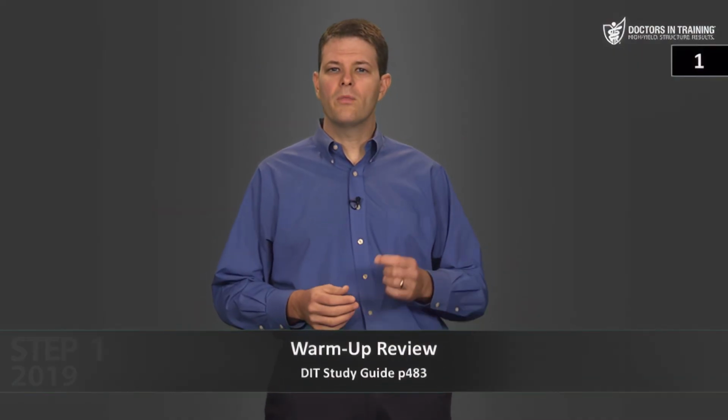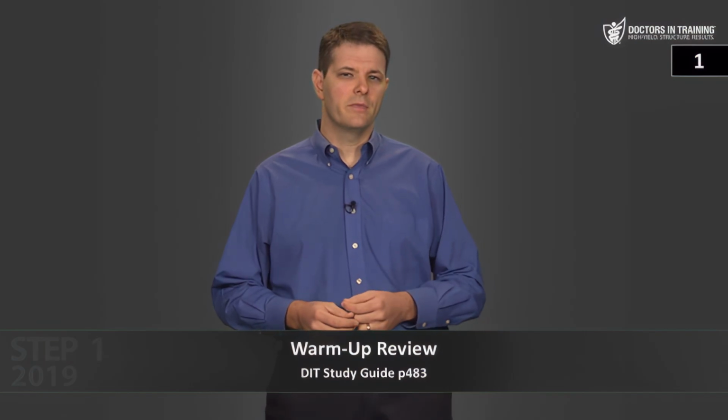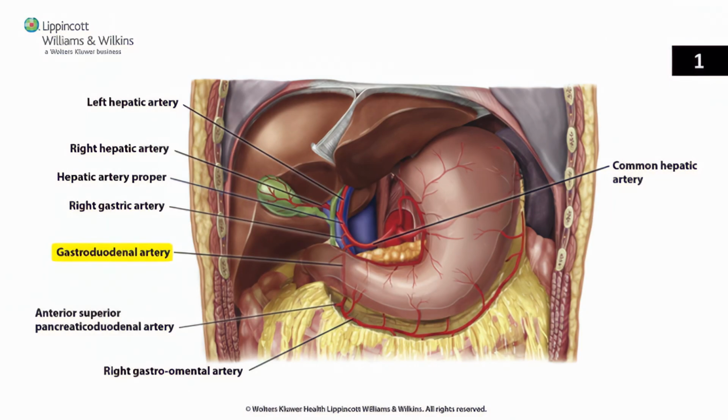First question, what are the branches of the common hepatic artery? So there's the gastroduodenal artery, which gives rise to the right gastroomental artery, which is also called the right gastroepiploic artery. And then the other branch of the gastroduodenal artery is the anterior superior pancreaticoduodenal artery. Then the second branch off the common hepatic is the right gastric artery. And the third branch is the hepatic artery proper, which gives rise to the left hepatic artery and the right hepatic artery.